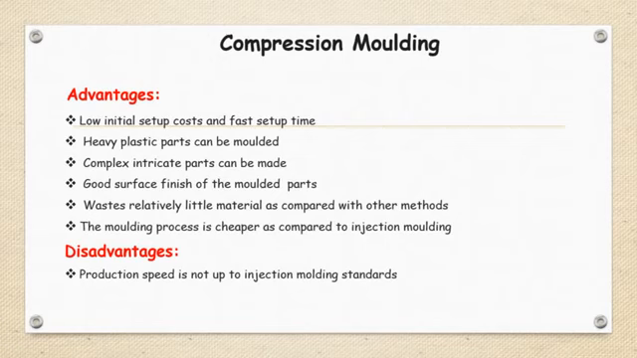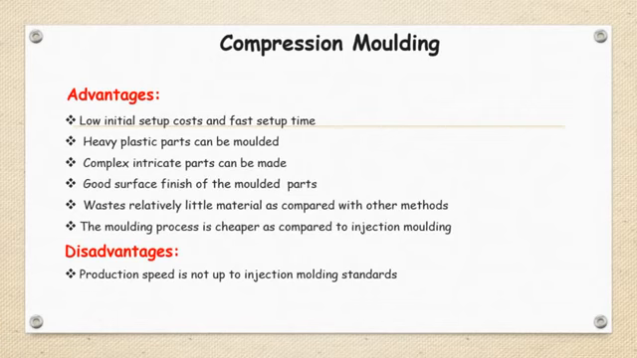Advantages. The advantages of the compression molding process are low initial setup cost and fast setup time. Heavy plastic parts can be molded. Somewhat complex, not too complex, intricate parts can be made. Good surface finish of the molded part. Waste related to other processes is little. The molding process is cheaper as compared to the injection molding process.